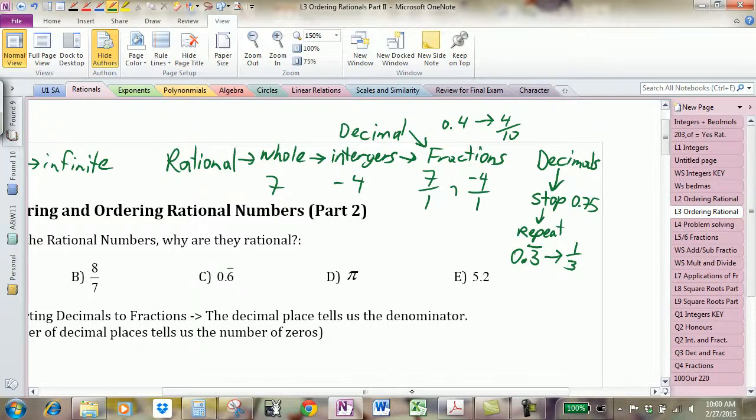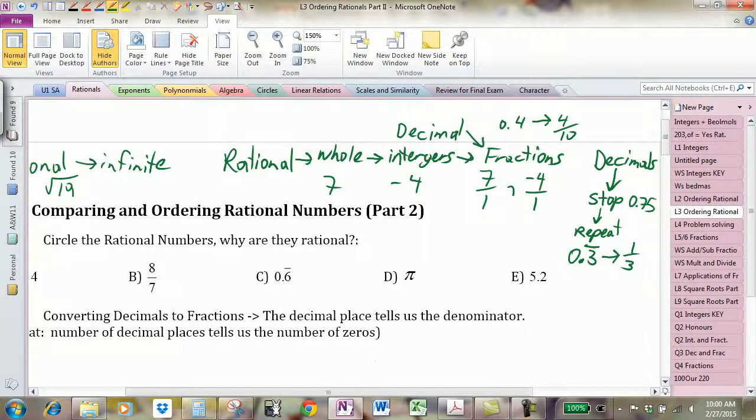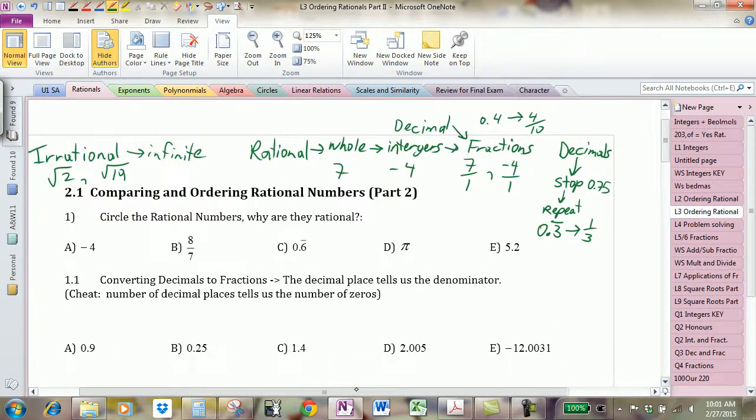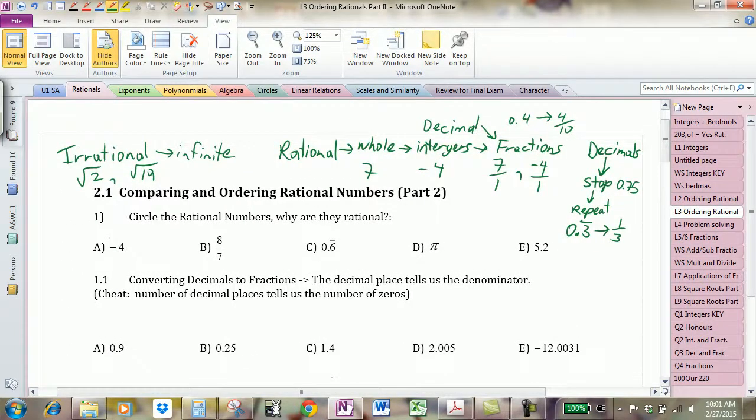Okay. So looking at our options for the first question, it says circle the rational numbers. Which of these are rational? -4. Is that rational? Why? Well, it's an integer. It's not a whole number. Whole numbers aren't negatives. It's an integer, and you can make it as a fraction, -4 over 1. So circle it because it's rational. What about 8 over 7? Can you make 8 over 7 a fraction? Yeah, it already is, of course.